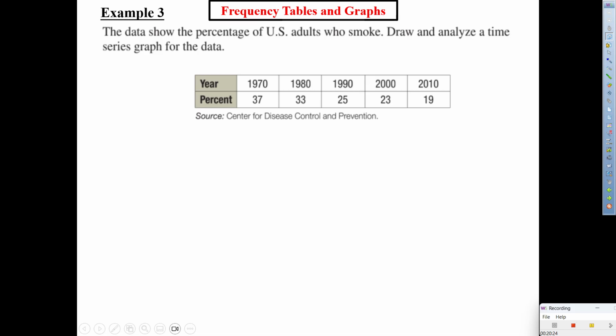It says, draw and analyze a time series graph for the data. Copy the table only, please. It says the data shows the percentage of U.S. adults who smoke. Copy that table.